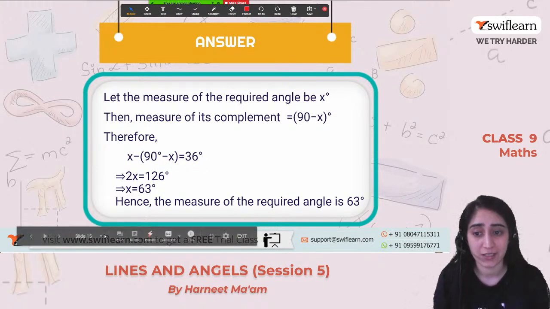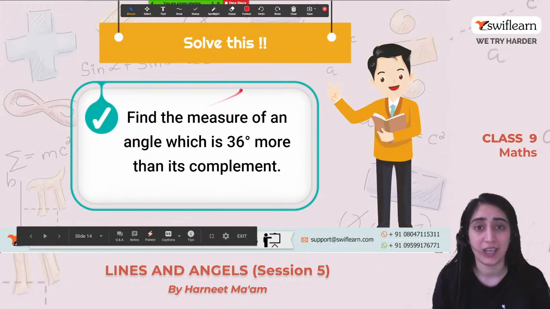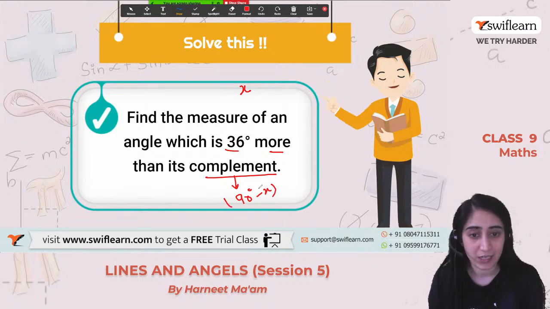That's what the question says. I'll repeat again what the question was saying. It says the measurement of the angle which is more than its complement. So if I take the angle to be x, what will be its complement? It will be 90 degree minus x. That is clear, right? Now it said it is more than 36 degree.